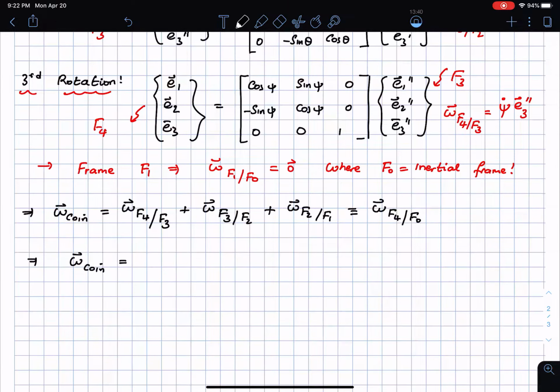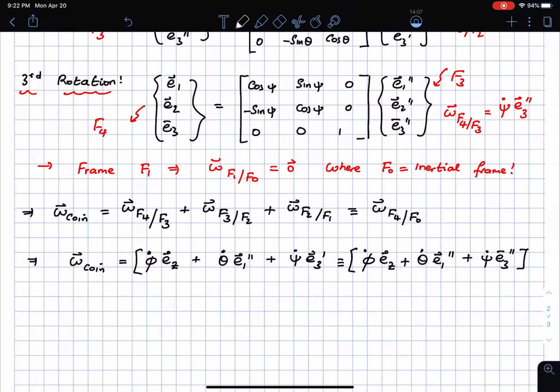Omega of the coin is going to be phi dot in the EZ, then theta dot in the E1 double prime, and then psi dot in the E3 prime, but E3 prime is the same as E3 double prime. So this is the same as phi dot EZ, and then theta dot E1 double prime, and then psi dot E3 double prime. This was the expression that we had in the previous class.